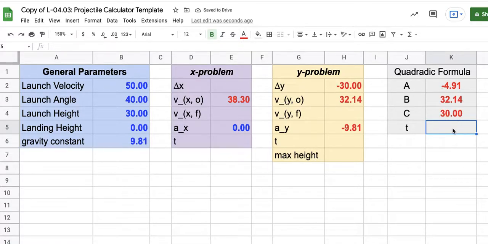And now we need to write the equation for the quadratic formula. This is going to get kind of big, so you may have to pause the video to get it all, but here we go.